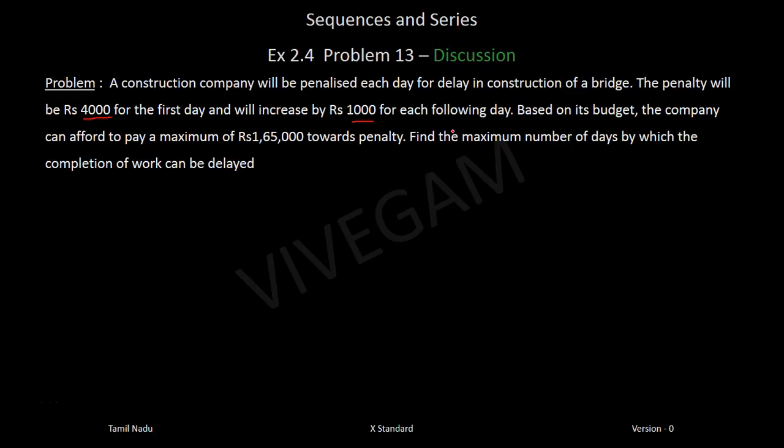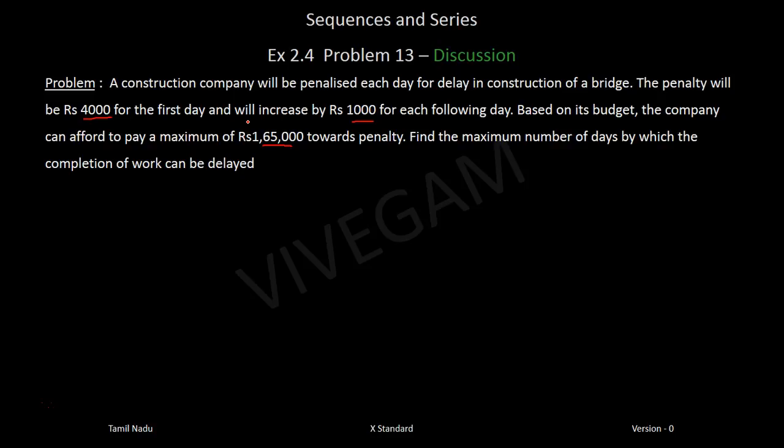Okay. Then they say, based on the budget, the company can afford to pay a maximum of 1,65,000. So what it means, let's say they delay for 10 days. Or for example, let's say they delay only for 2 days. So it will be 4,000 on the first day. Second day will be 5,000. So 5,000 plus 4,000, 9,000. It is well within their budget. So no problem. So like that, let's say they delay it by n days.